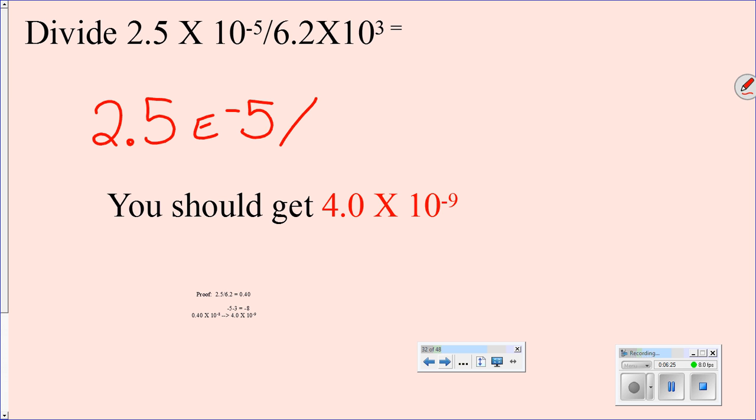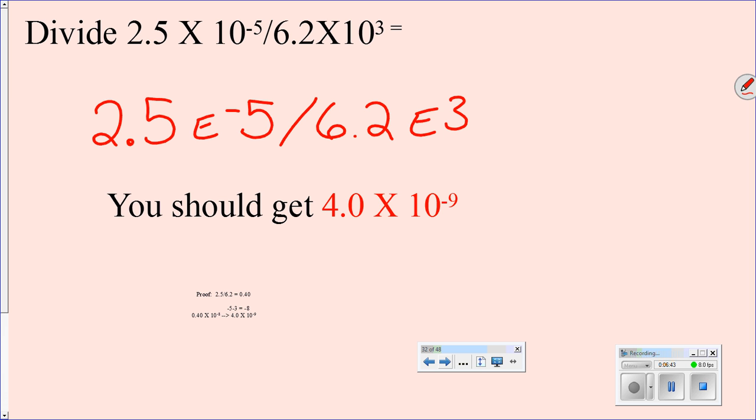Then you're going to hit the division button, divide that. 6.2. That E button again, and then just 3 this time. And when you hit enter, you should get something pretty close to 4.0 times 10 to the negative 9.